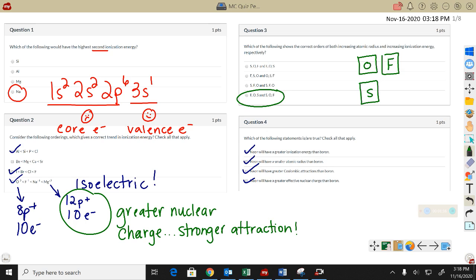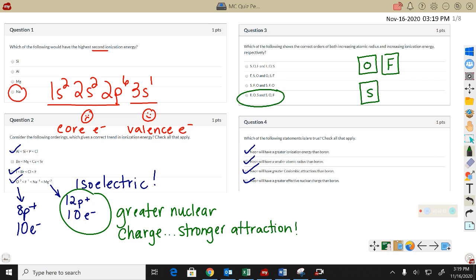When I go across, I'm adding more protons, more electrons. I'm just filling the given energy level. But as I fill the energy level with another electron, I'm also putting another proton in the nucleus. And the extra proton and electron cause a stronger attraction. So by the time I go across to chlorine with 17 protons and 17 electrons versus aluminum with 13 protons and 13 electrons, chlorine's got the stronger attraction. It's going to take more energy to remove the electron.